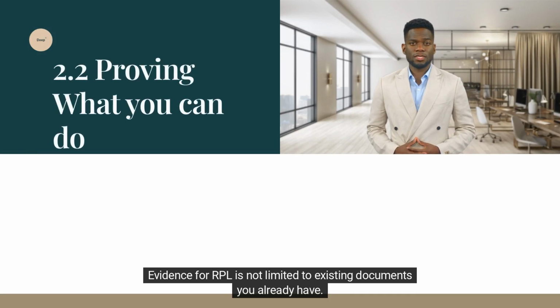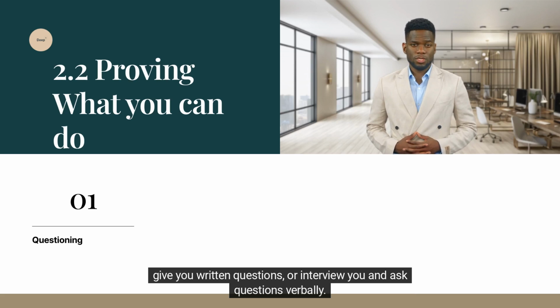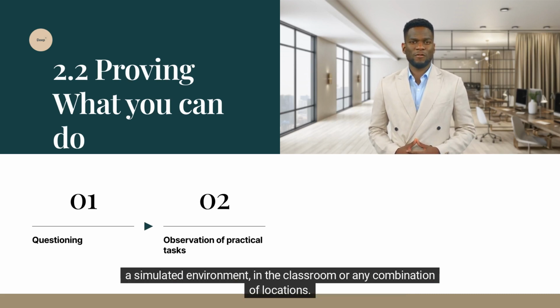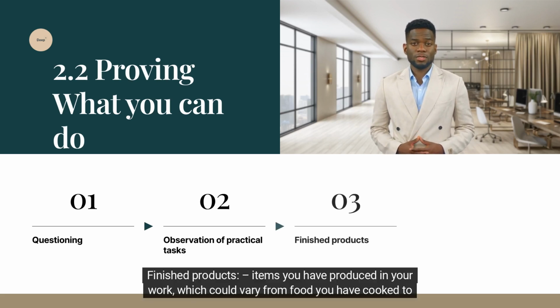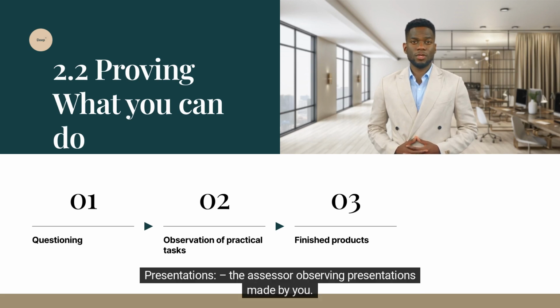Evidence for RPL is not limited to existing documents you already have. Evidence can take several forms and might include any combination of the following. Questioning: the assessor may give you written questions or interview you and ask questions verbally. Observation of practical tasks: the assessor may observe you performing tasks in the workplace, in a simulated environment, in the classroom, or any combination of locations. Finished products: items you have produced in your work, which could vary from food you have cooked to reports you have written. Presentations: the assessor observing presentations made by you.